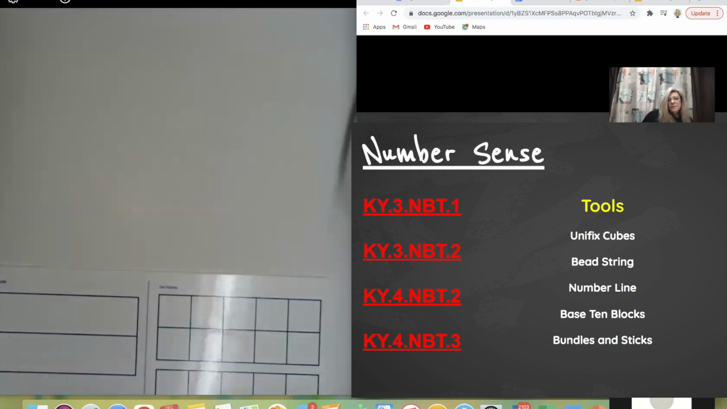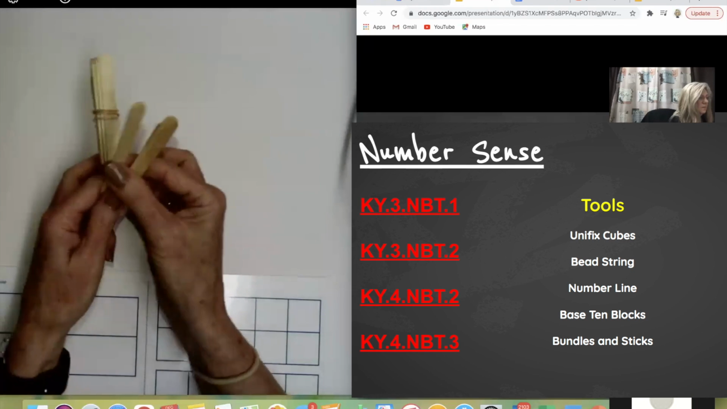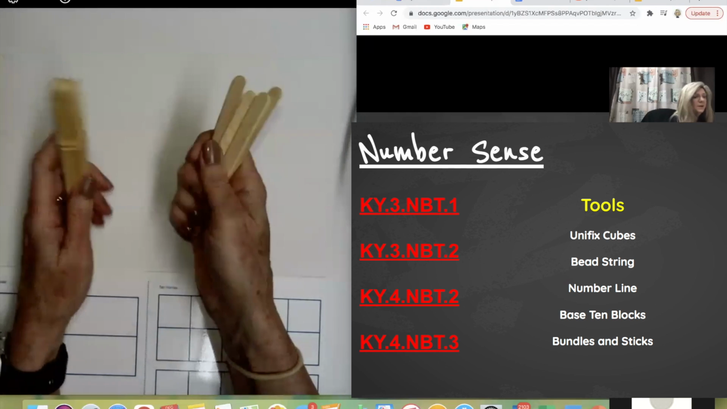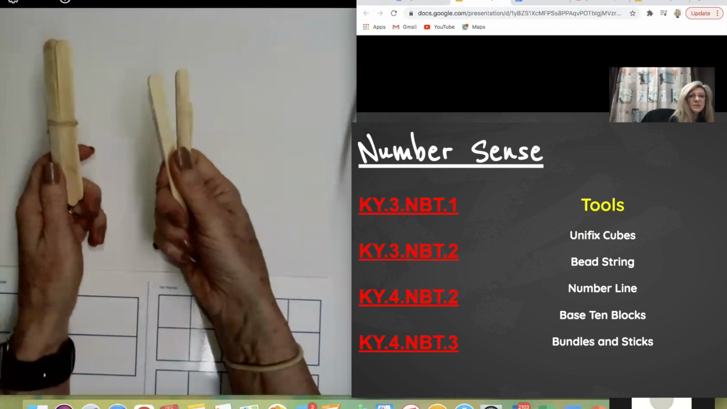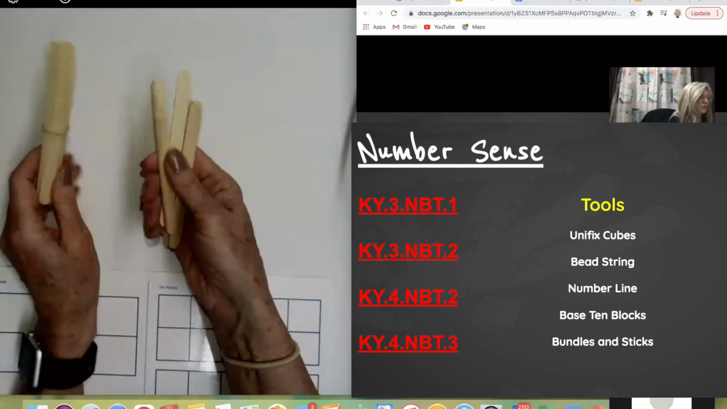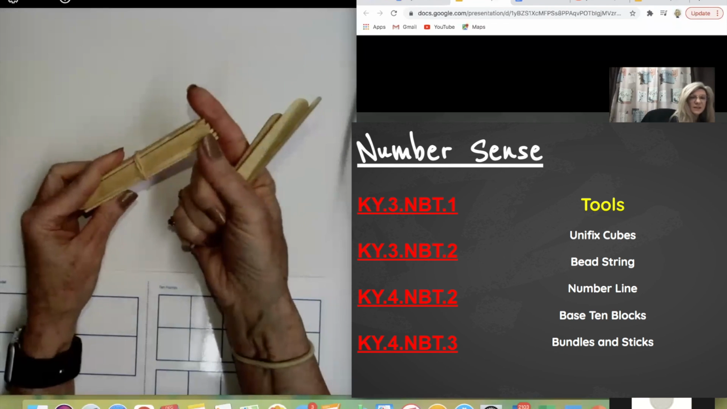And then bundles and sticks, you did not have in your kit, but all those are just popsicle sticks. And I sat here right before I got online with you all because my stuff was way too difficult to get to, and it was easier for me just to make myself another set. So it's just craft sticks and rubber bands is all that is, and we bundle them into groups of 10.